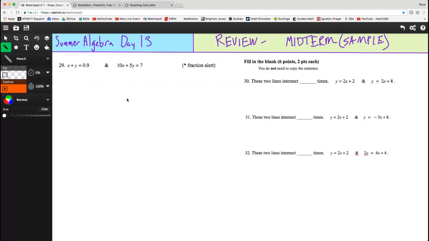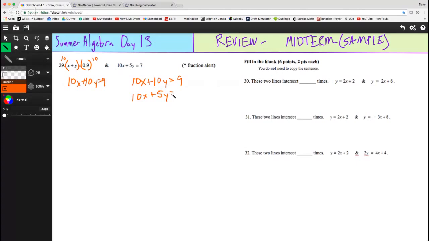Fraction alert. Uh-oh, another fraction alert. All right, well, let's go ahead. The first thing I'm going to do is get rid of my fractions. So I'm going to multiply both sides by 10 to get rid of my decimal. So I get 10x plus 10y equals 9. And now I have 10x plus 10y equals 9, and I have 10x plus 5y equals 7.